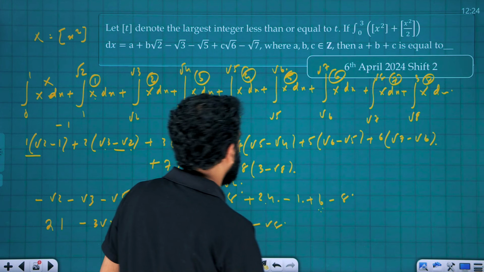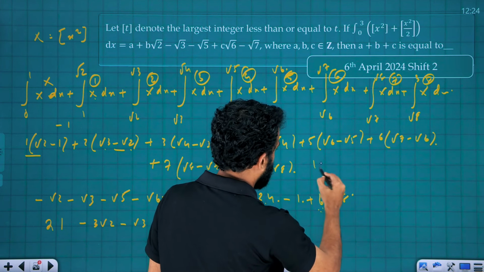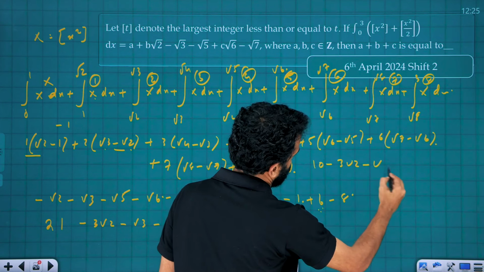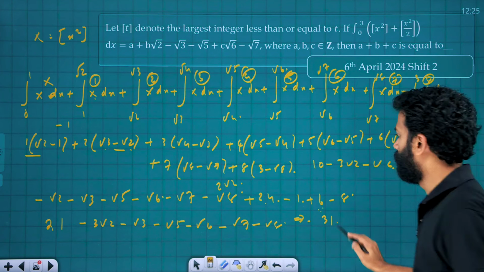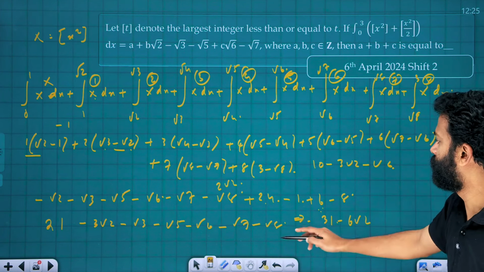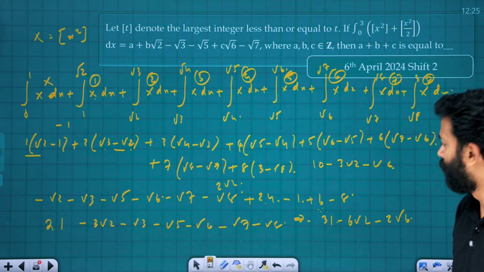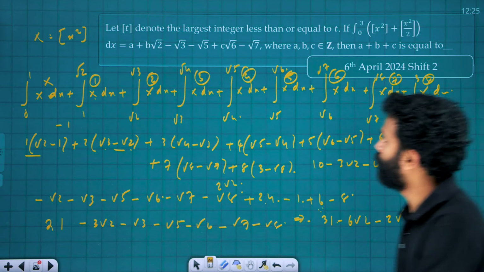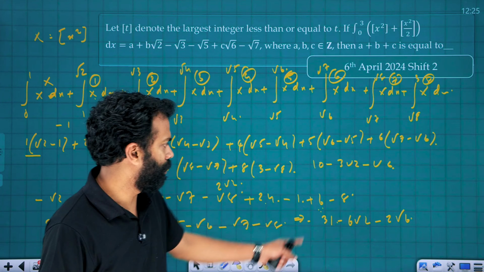Therefore, you will get, that is 10 minus 3 root 2 minus root 6. And cumulatively, you can go for the answer. 10 plus 21 is what? 31. Minus 3 root 2, that is minus 6 root 2, minus root 6, minus root 6 is minus 2 root 6. I am accommodating this one only. Why? Because we need only that. Okay, therefore, coefficients of root 2 and root 6 are relevant here. Other terms are the same. Therefore, I am going for this one only.